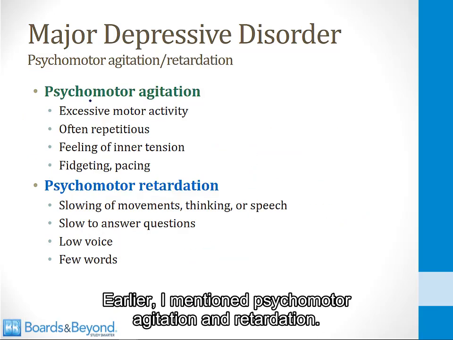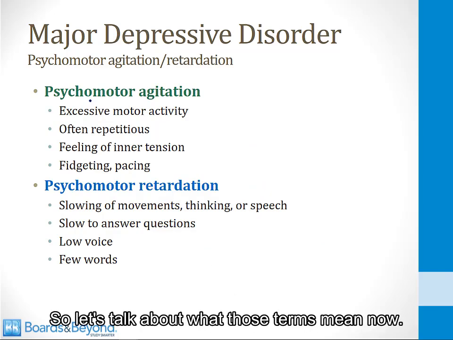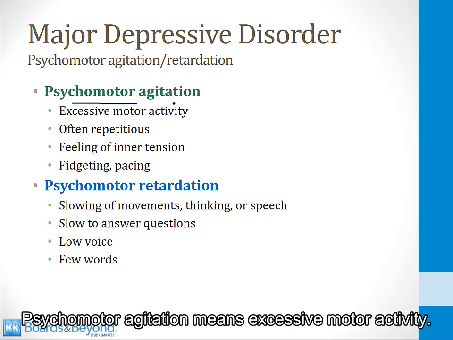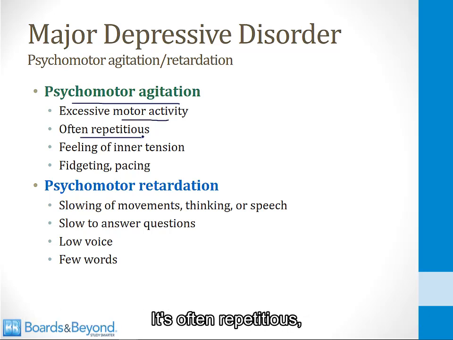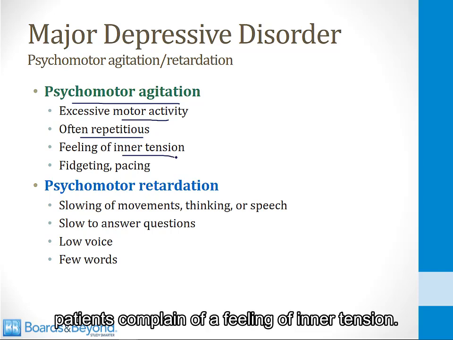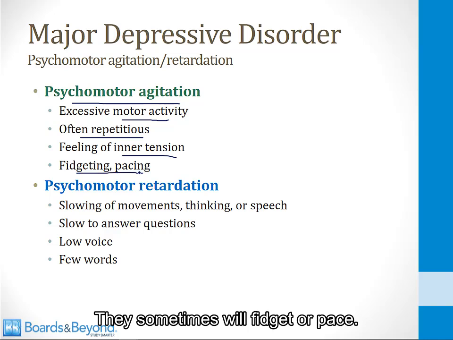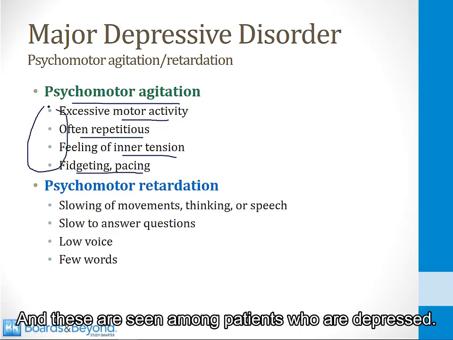And then finally, when these patients take antidepressant drugs and are treated for their depression, the sleep rhythms normalize. Earlier, I mentioned psychomotor agitation and retardation, so let's talk about what those terms mean now. Psychomotor agitation means excessive motor activity. It's often repetitious. Patients complain of a feeling of inner tension. They sometimes will fidget or pace, and these are seen among patients who are depressed.